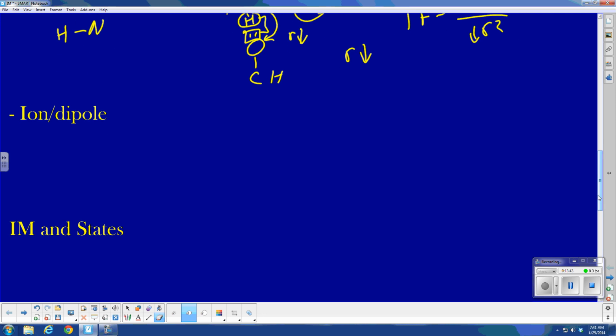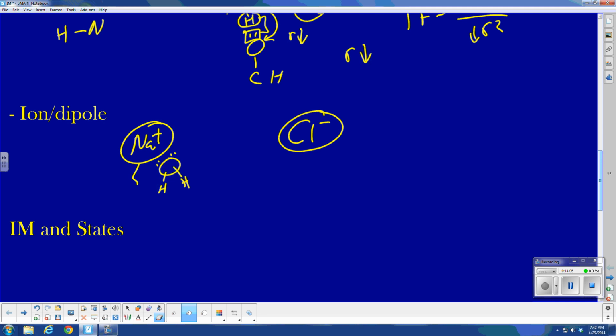Ion dipole bonding, what is that? That would be something like sodium cation and chloride, right? And they are attracted to what? Water. So in my water, what side of my water is going to be attracted to my sodium? Well, the partial negative side with the unshared pairs. So here, this attraction between my ion and my dipole molecule would be an ion dipole interaction.